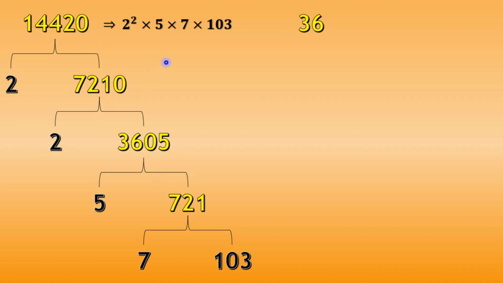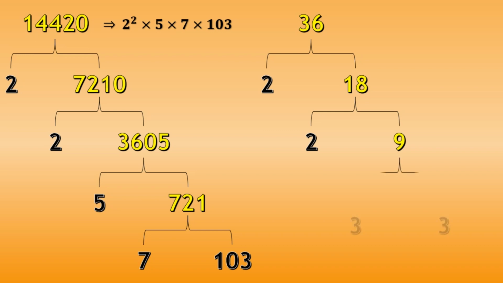Moving on to 36. Divided by 2, you get 18. Divided by 2 again, you get 9. Now divided by 3, and you get 3. 3 is also a prime number, so that is the end of the process. Therefore, 36 equals 2 raised to power 2 times 3 raised to power 2, since 2 appears twice and so does 3.